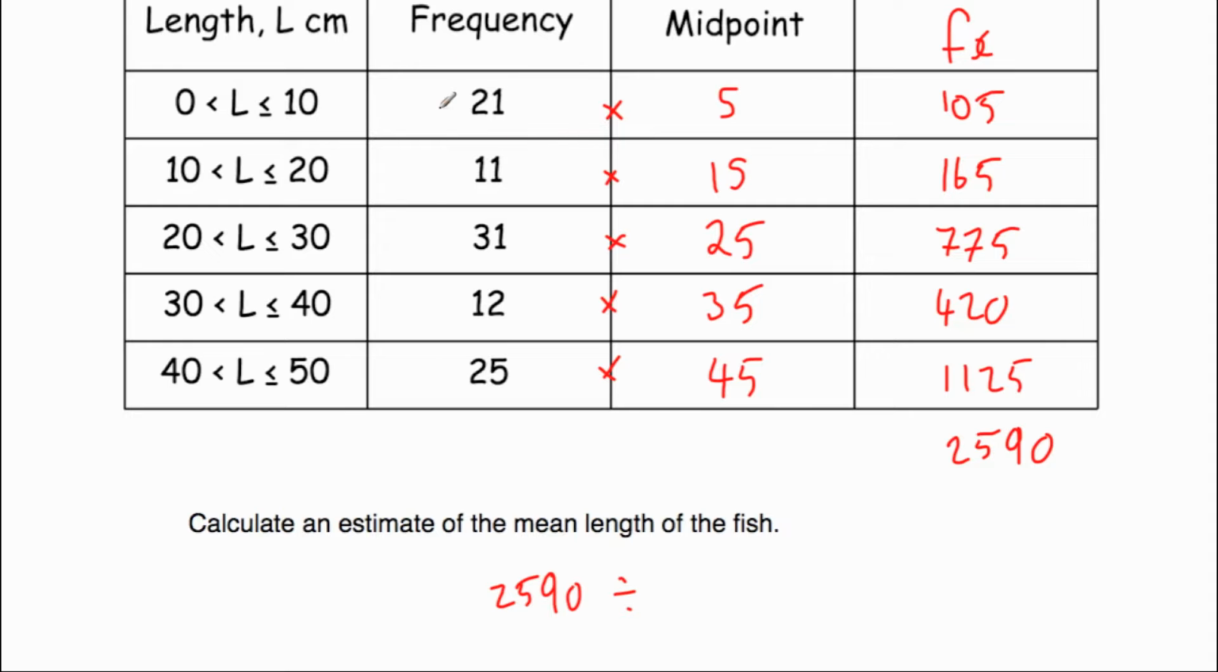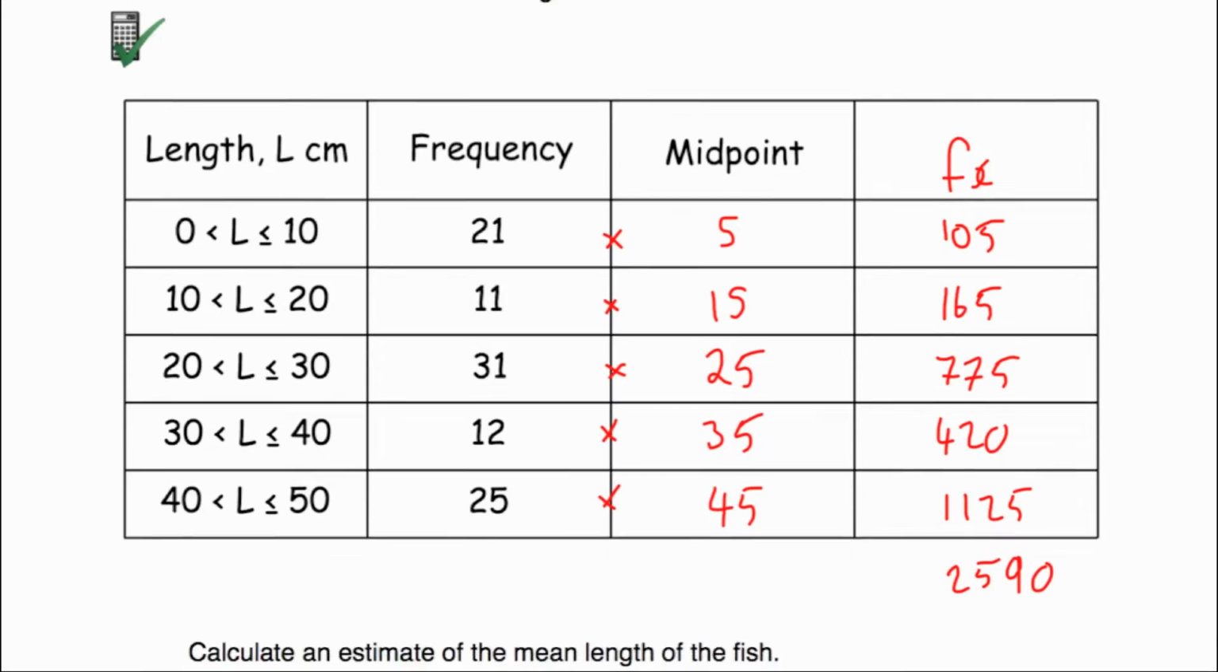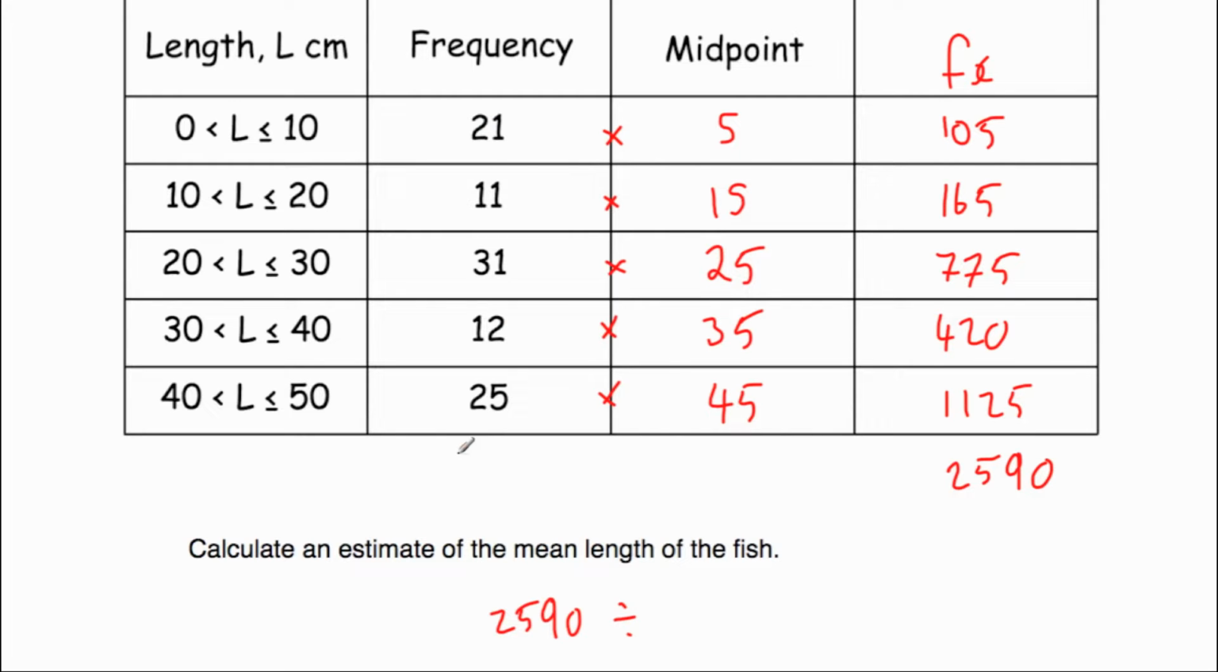Now if we add up the frequency column, that would tell us how many fish there are, but the question was quite nice. It actually told us there was 100 fish. So if we add up these values, you should get 100.